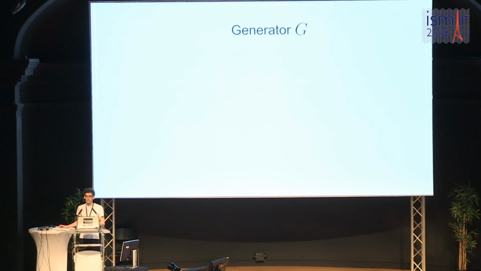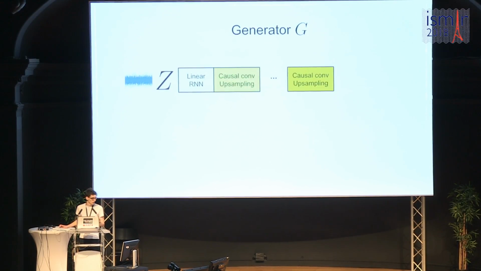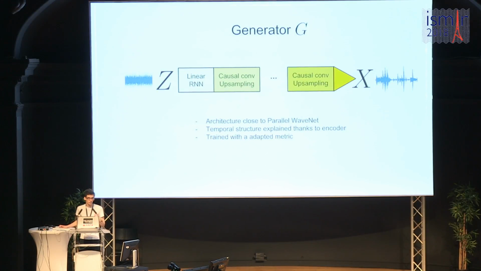Then the generator is a very standard architecture, which has first a linear RNN layer, a cascade of causal convolutions followed by upsamplings, which results in a new signal X. It's quite close to what is used in standard deep networks, for instance, the parallel WaveNet, but we are able to explain the temporal structure because we know the encoder. Also, we train it with an adapted metric.